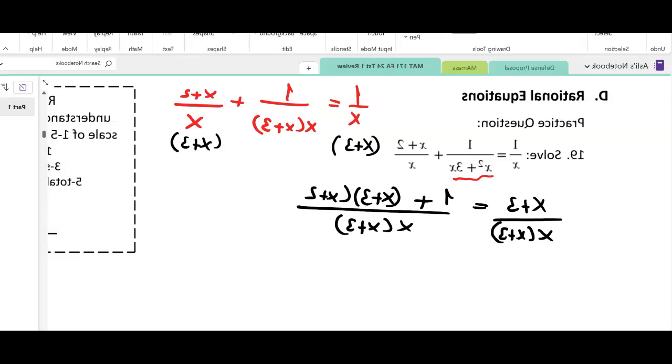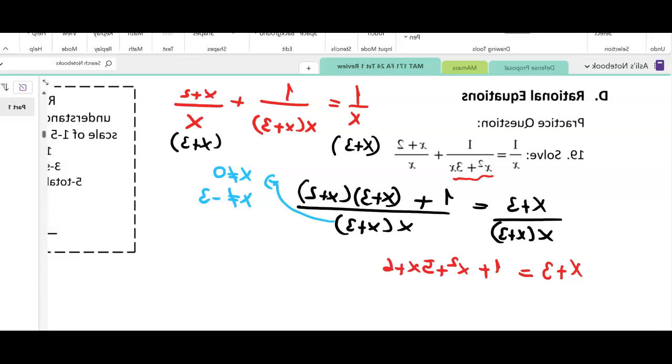Okay, once I see the denominator, I need to write the restriction. x cannot be 0, x cannot be negative 3. Now I'm going to deal with only the top part of the equation, because if two rational terms are equal and their denominators are equal, their numerators should be equal. So x plus 3 is equal to 1 plus, I'm going to open that up, that will be x squared plus 5x plus 6.